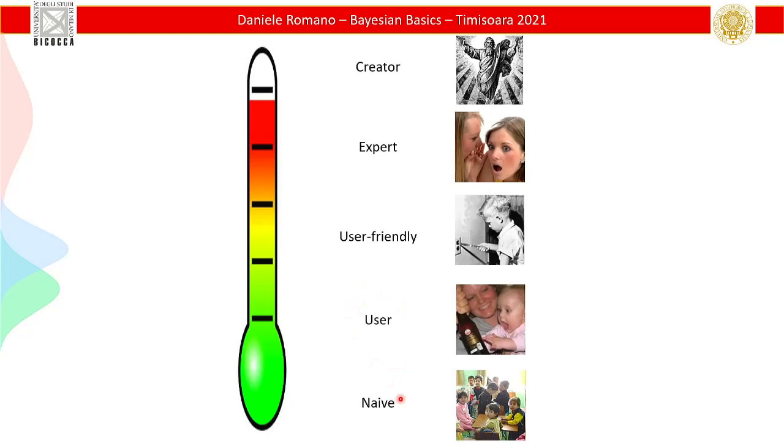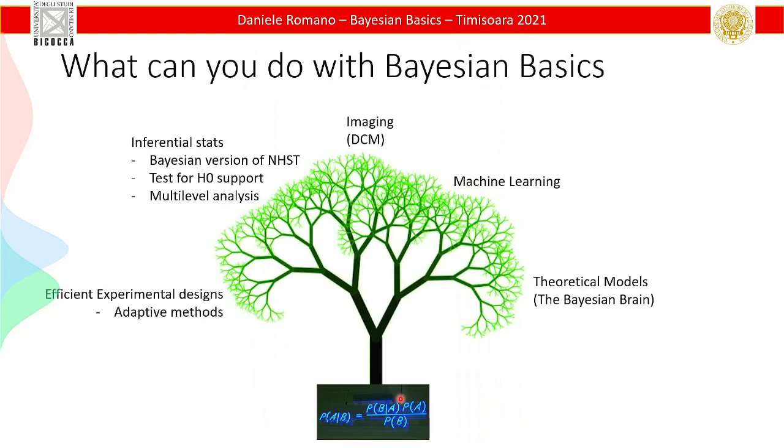And Marco, maybe you recognize this distinction of levels. What can you do with Bayesian statistics? Well, I have to say that it's an entire world. It's not just a way to do inferences, although this is an important part and we will focus on that. But you can do a lot of things. For example, you can design efficient experiments, and we will see a little bit how.